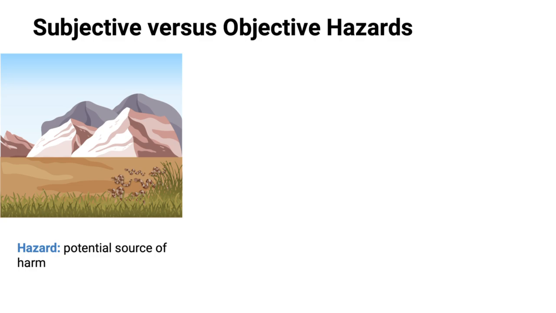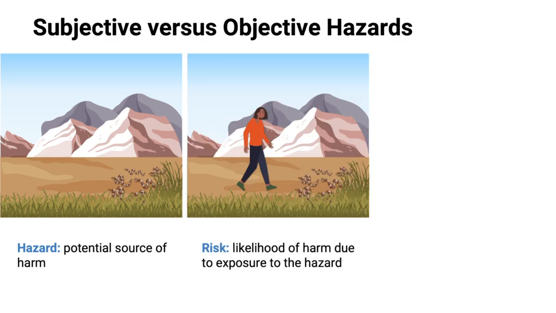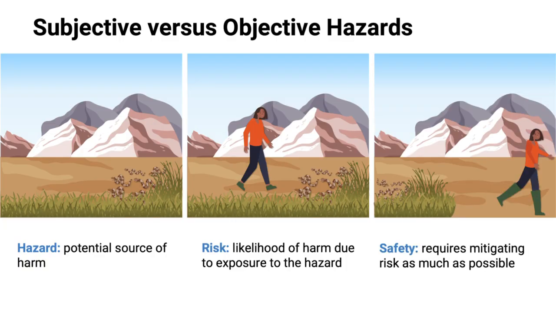Hazards exist regardless of our presence in the environment. Risk is the likelihood of harm due to exposure to the hazard. So risk is a result of our interaction with the hazard. Mitigating the risk or the exposure to hazards leads to a safe working environment.